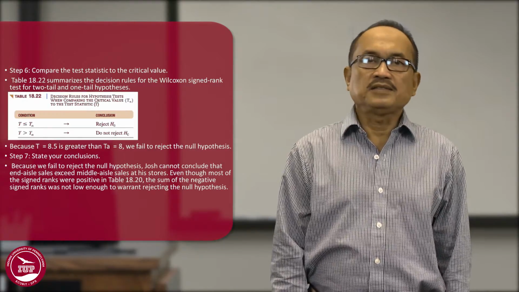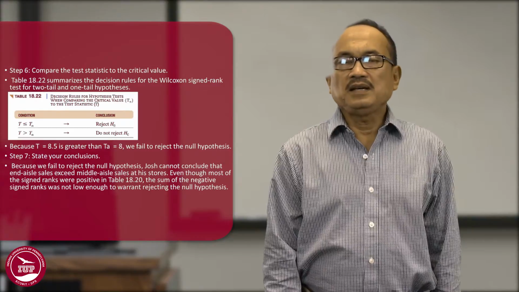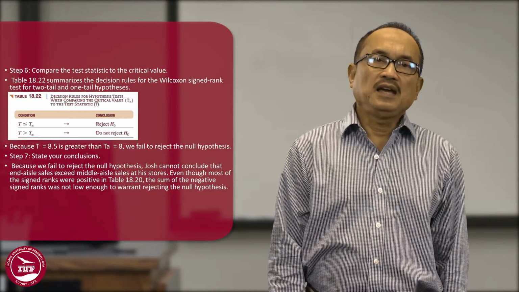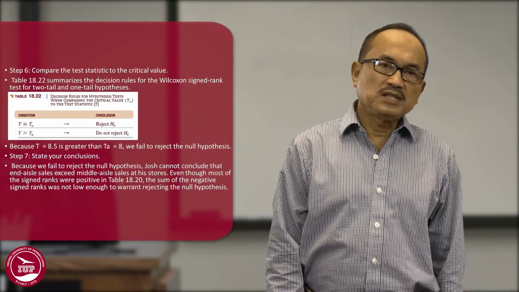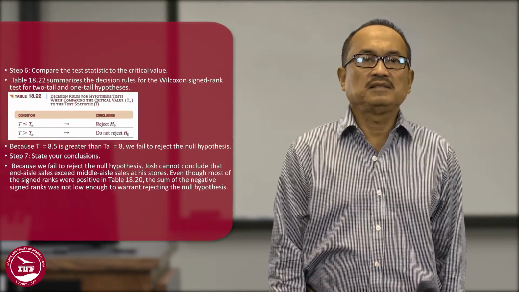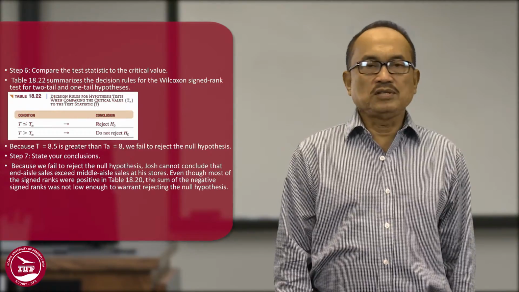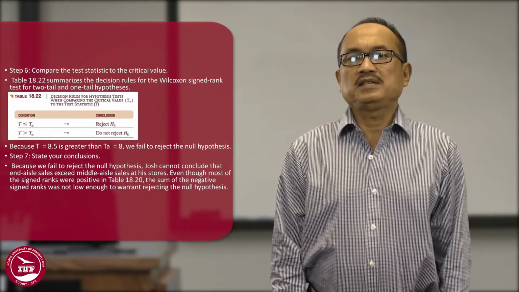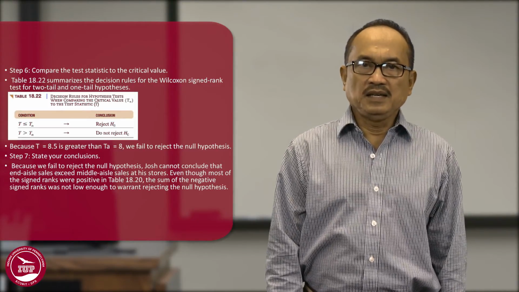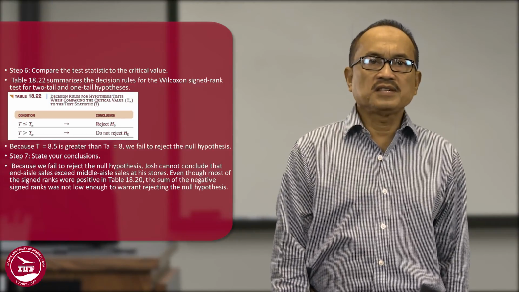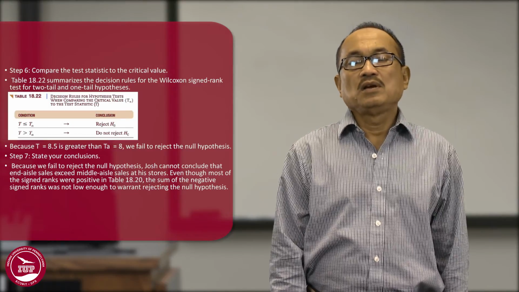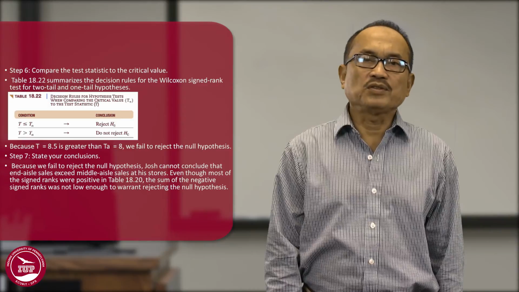Step 6. Compare the test statistic to the critical value. Table 18.22 summarizes the decision rule for the Wilcoxon sign rank test for two-tailed and one-tailed hypothesis. Because T equal to 8.5 is greater than T alpha equal to 8, we fail to reject the null hypothesis. Step 7. State your conclusion. Because we fail to reject the null hypothesis, Josh cannot conclude that end aisle sales exceed middle aisle sales at his store, even though most of the sign rank were positive in Table 18.20. The sum of the negative sign rank was not low enough to warrant rejecting the null hypothesis.